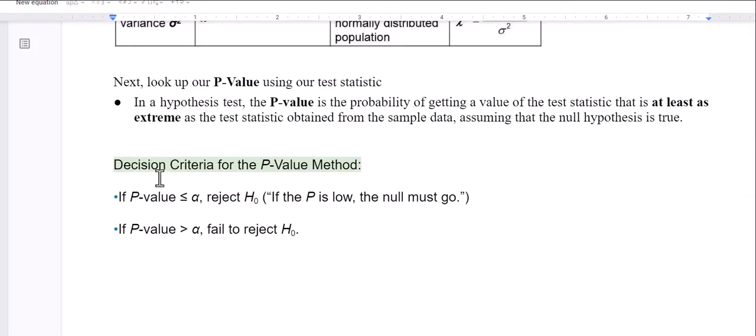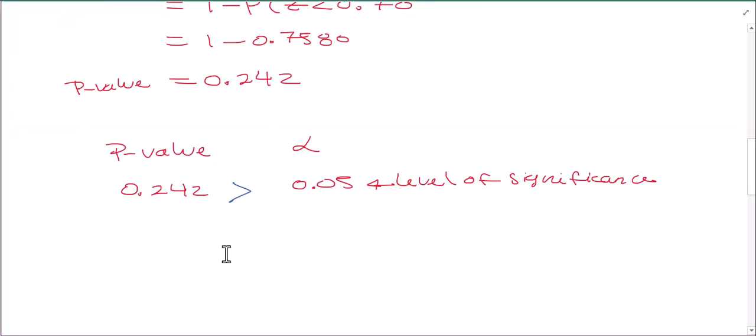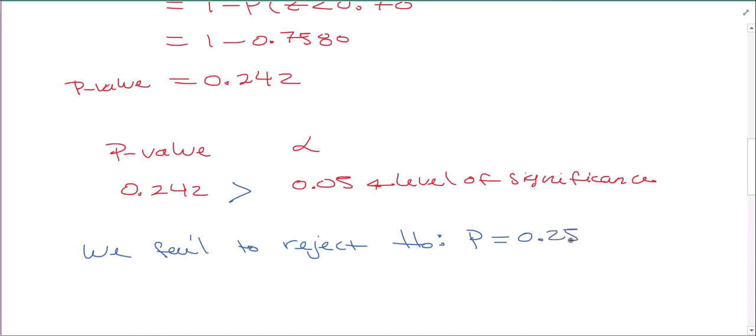Going back to the notes, the decision criteria for the p-value is: if the p-value is less than or equal to alpha, then we reject the null hypothesis. If the p-value is greater than alpha, we fail to reject the null hypothesis. This is the case that we have, so we fail to reject the null. And remember, the null was that the proportion of people who choose the left front tire is 0.25. So we fail to reject that.